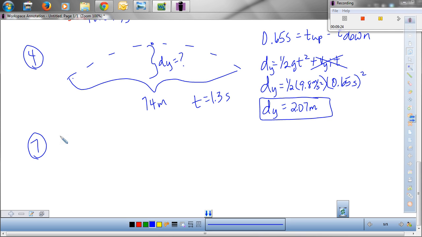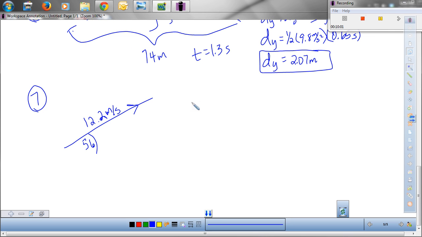It says if a midnight rapper launches a roll of Charmin at an angle of 56 degrees with an initial velocity of 12.2, so draw your picture, 56 degrees, 12.2. Alright. What is the maximum height the unrolling Charmin reaches? And how long is it in the air? And how far down the yard did the roll land? Okay.